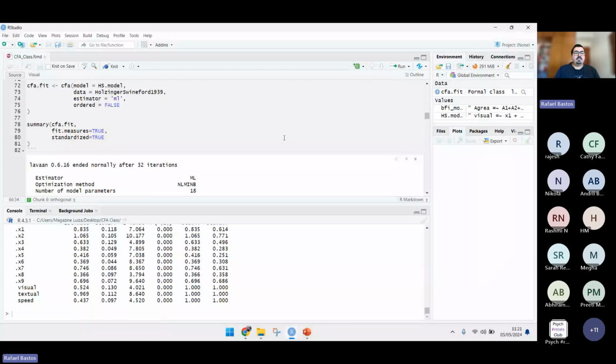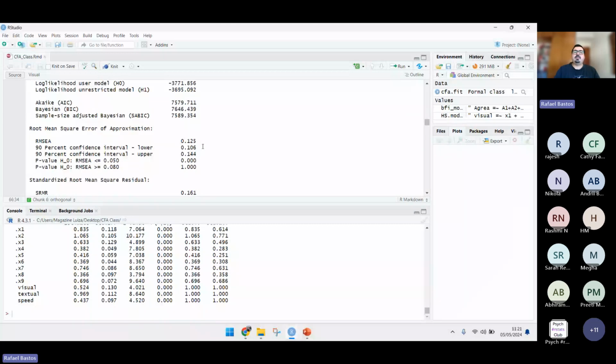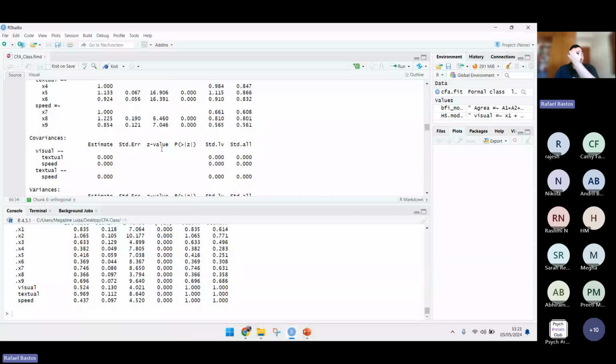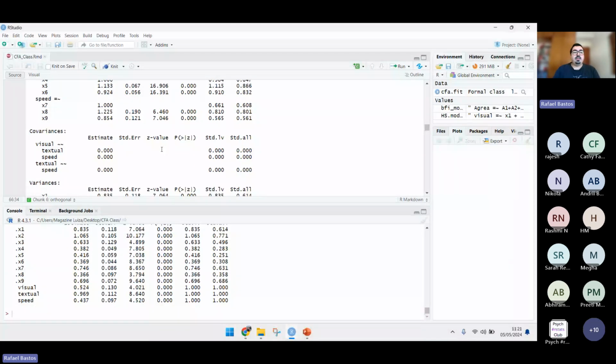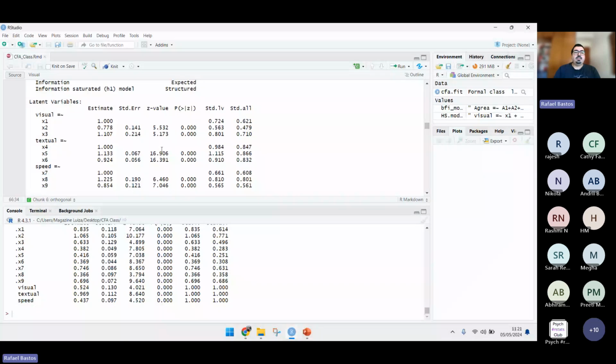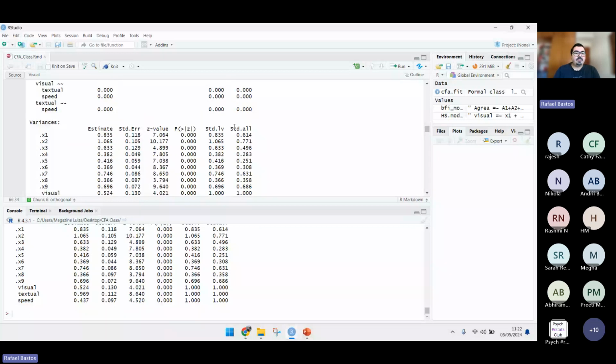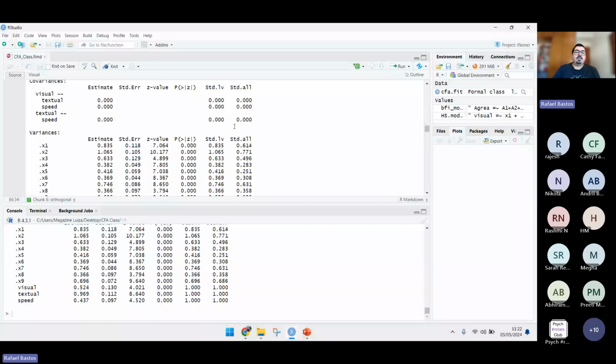Okay, as we can see, the CFI and TLI are actually worse in the orthogonal model. And we can see that our RMSEA, I think, is also worse. But we can interpret the rest of the model the same way, looking at the factor loadings here, the correlations here, which are set to zero, which is not very informative, and the variances here.